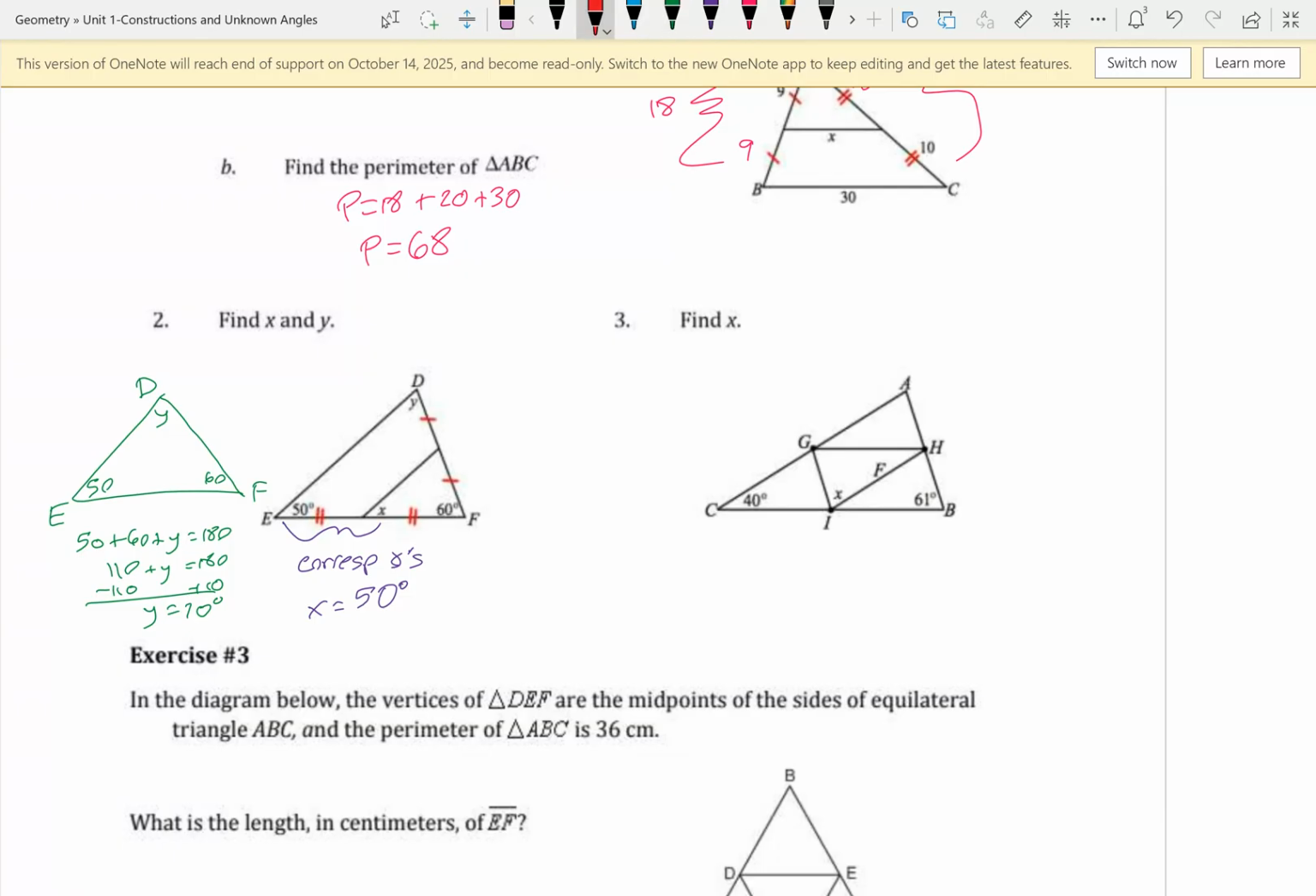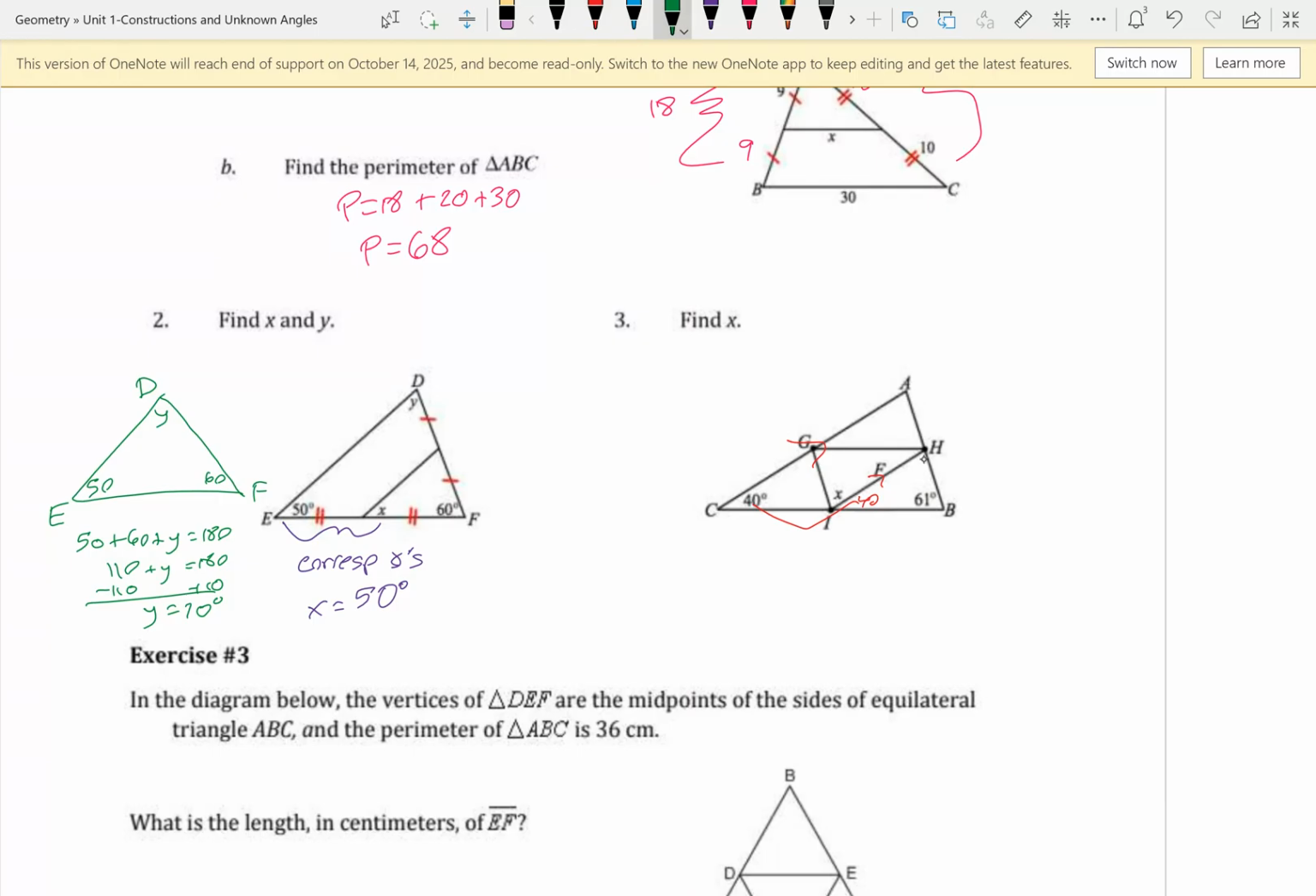If we look at number 3, we want to find X. So the way I'm looking at this is, I know AC is parallel to HI. So basically we have 3 midsegments. So rather than just drawing the one midsegment, they drew in all 3 of them. So what that tells me is I've got my corresponding set of 40-degree angles at C and at HIB.